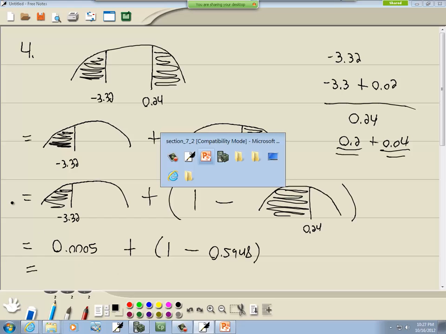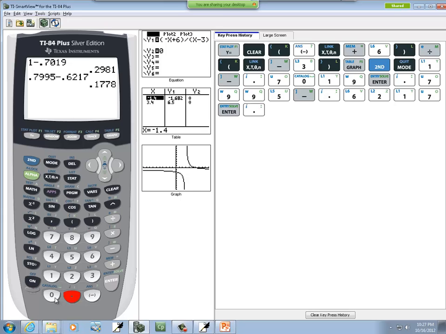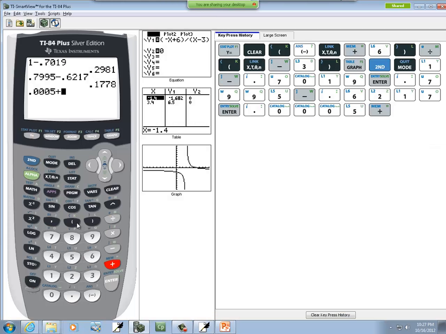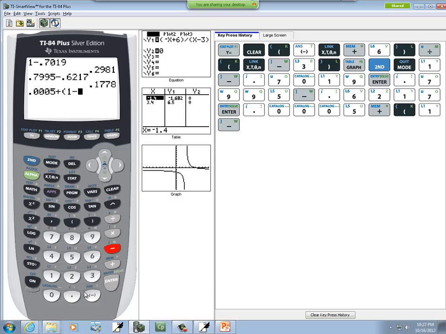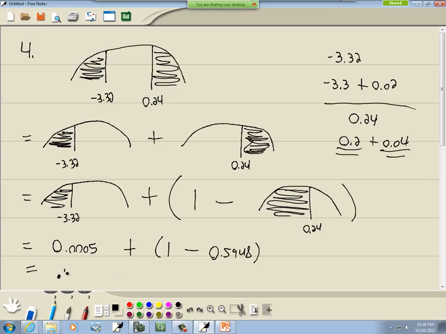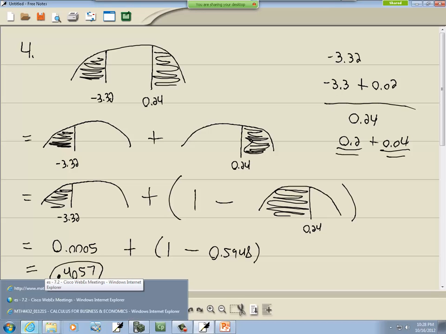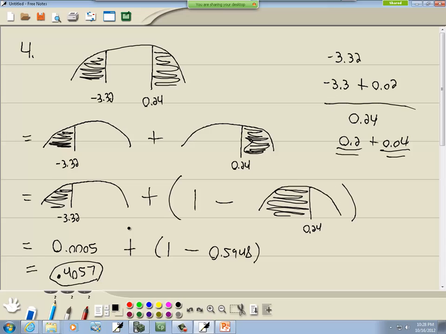Well, let's go ahead and plug that in the calculator. So 0.0005 plus, beginning parentheses, 1 minus 0.5948. Closing parentheses, enter. And we get 0.4057. And that would be our answer. Now with these examples, we're covering all of our cases, the area to the left, the area to the right, the area between two values, and then split it up like this.